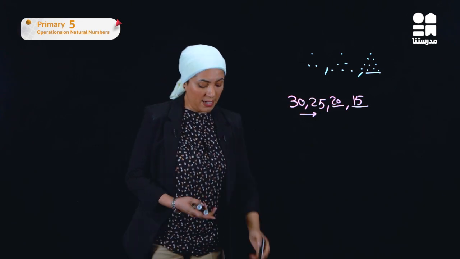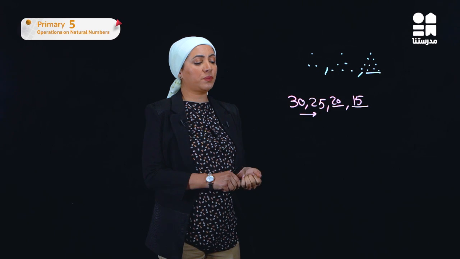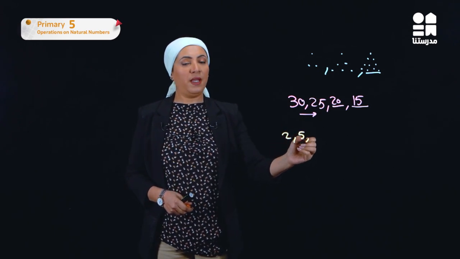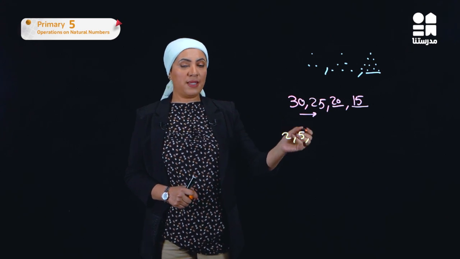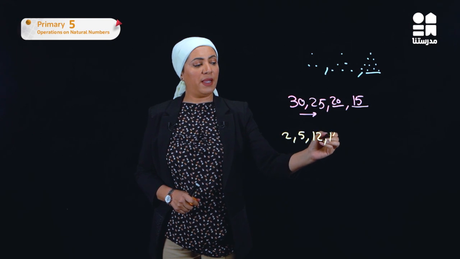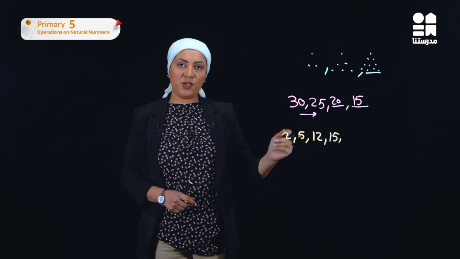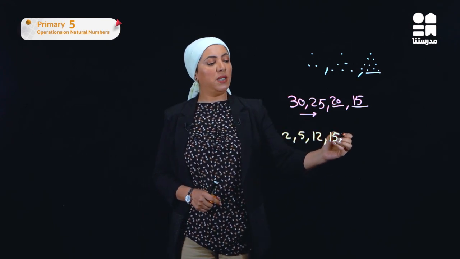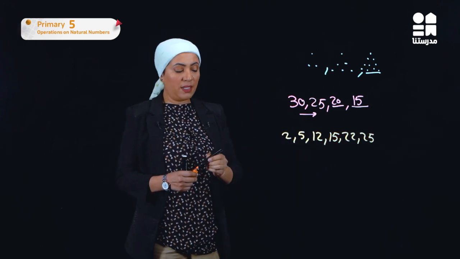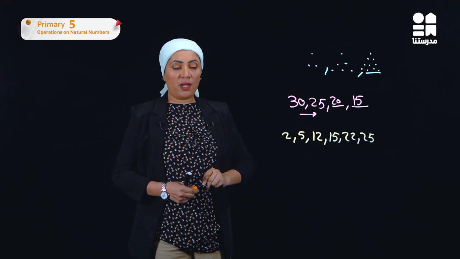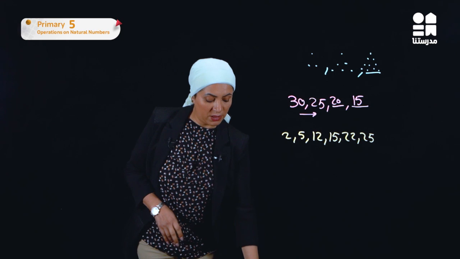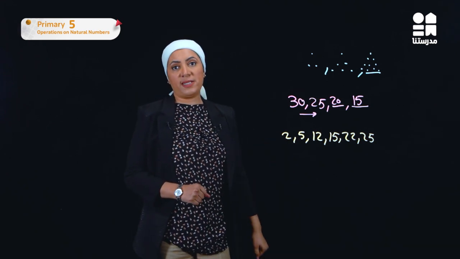Okay, now our next example. If I have here 2 and 5, then I add 10 to each one of them every time. Then it will be 12 and 15. Then I add 10 more, so it will be 22 and 25. So this is the pattern that I follow, adding 10 every time. So that's it for these examples.